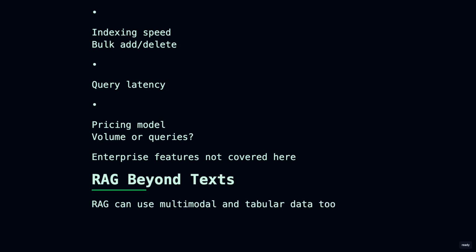Text is only one source of context. In practice, a RAG system may also need images, audio, video, or even structured tables to answer the user well.